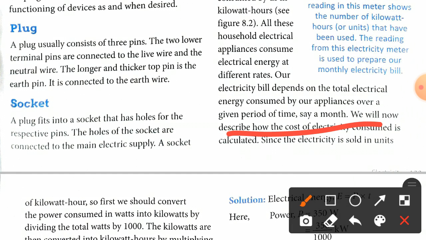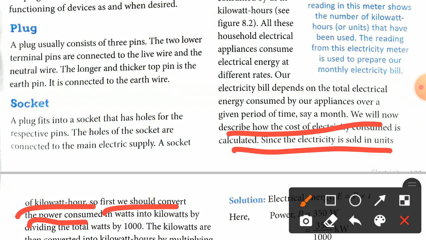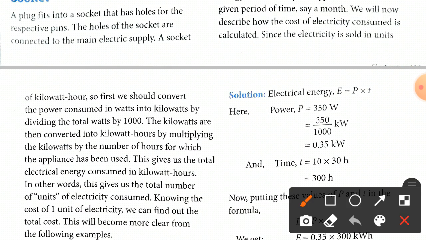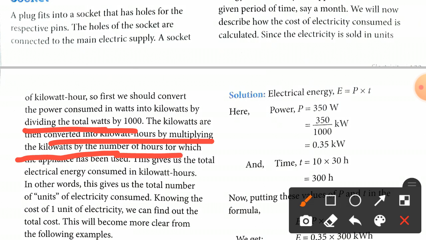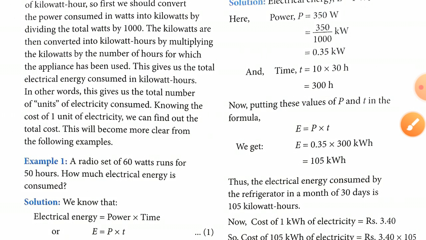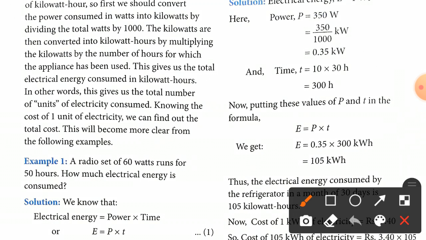Since electricity is sold in the unit kilowatt hour, first we should convert the power consumed in watts into kilowatts by dividing it by a thousand. The kilowatts are then converted into kilowatt hours by multiplying the kilowatts by the number of hours for which the appliance has been used. This gives us the total electrical energy consumed in kilowatt hours. In other words, this gives us the total number of units. Fine? I hope it is clear.